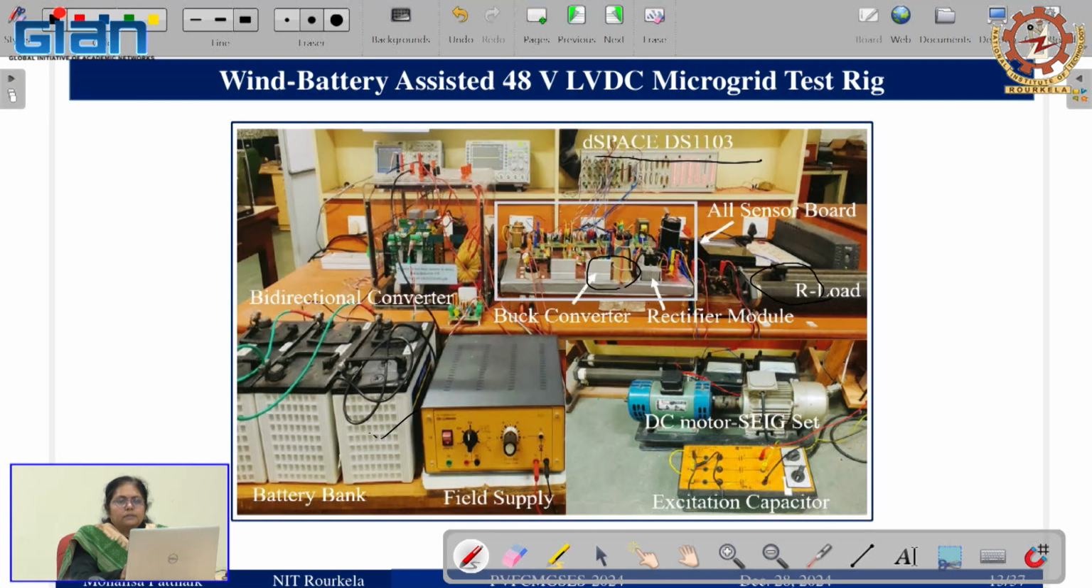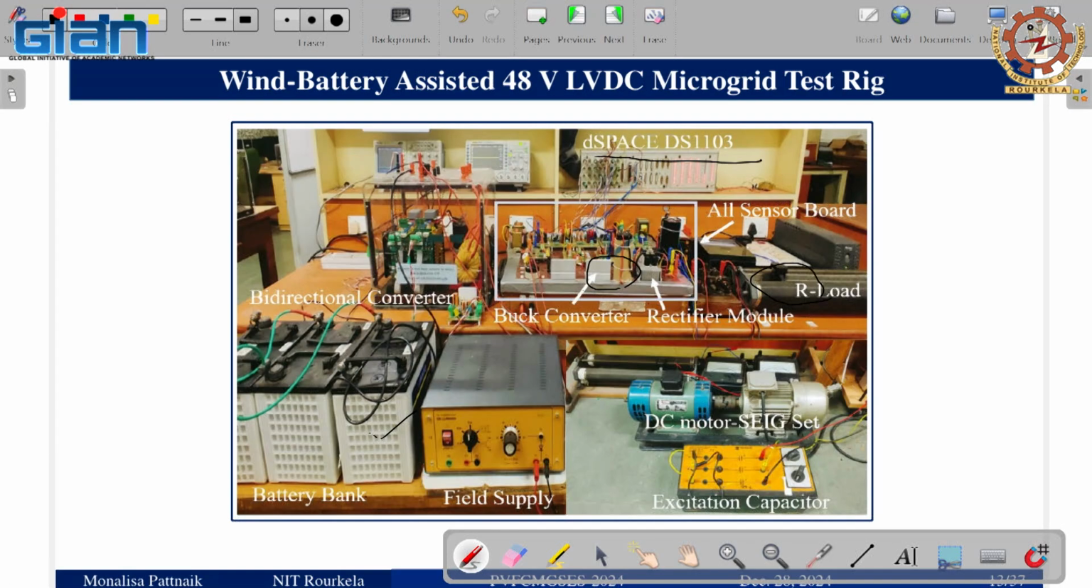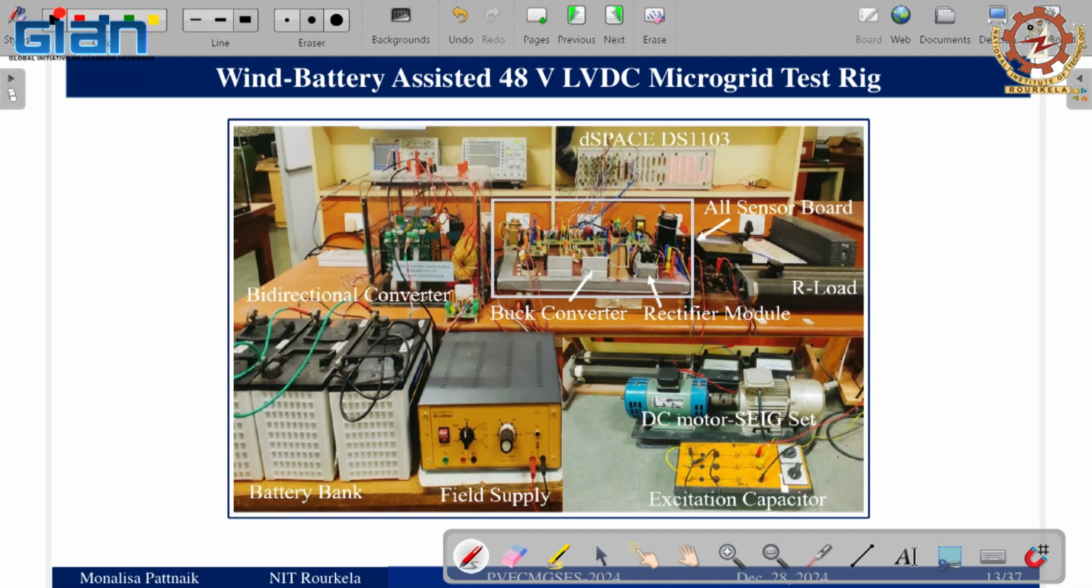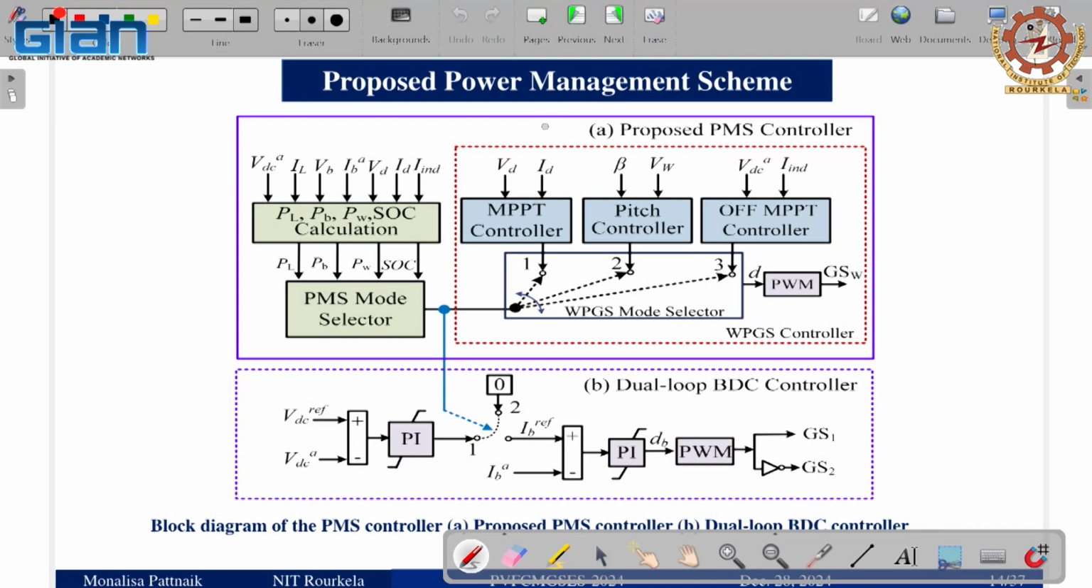After developing this wind system, it was tested separately for MPP operation. In the MPP, we first tested the normal P and O MPP algorithm. Many things are there that I have to cover, so I'll just come to the power management with the wind battery system. As I already told, it is operating in MPP mode.